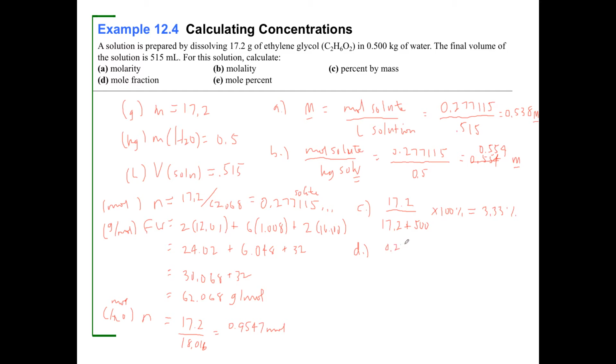So the mole fraction is going to be the moles of the part, 0.277115, divided by the whole, 0.277115 plus 0.9547. If you don't know what I've written here, I realize that's messy. I can hear a student asking what I wrote there, and I would say, please don't even ask. Go back and look at why I wrote what I wrote. You really should be pausing the video and trying to do this problem before you come to my solution. I know that's terrifying, but you need to try it.